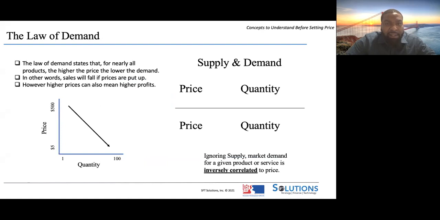The next concept to understand before setting price is the law of demand. We all know this intuitively, but as we lower price, we're able to sell more goods. And as we raise price, we sell less goods. So it's an inverse relationship between the two. Price goes up, quantity goes down. Price goes down, quantity goes up.